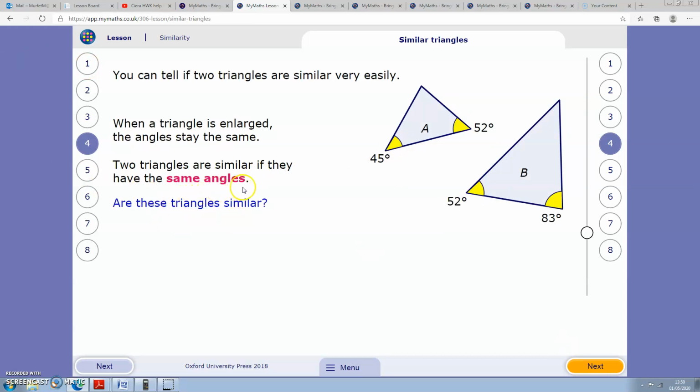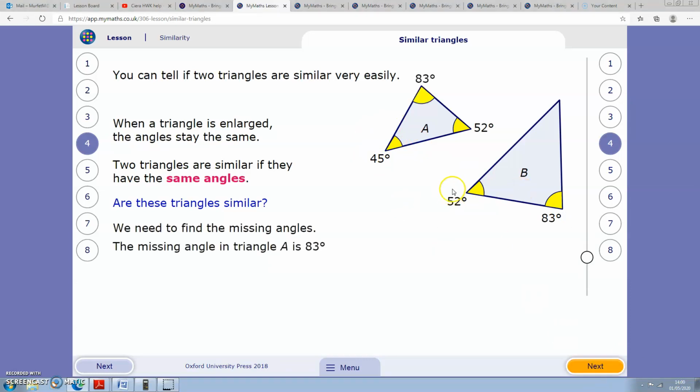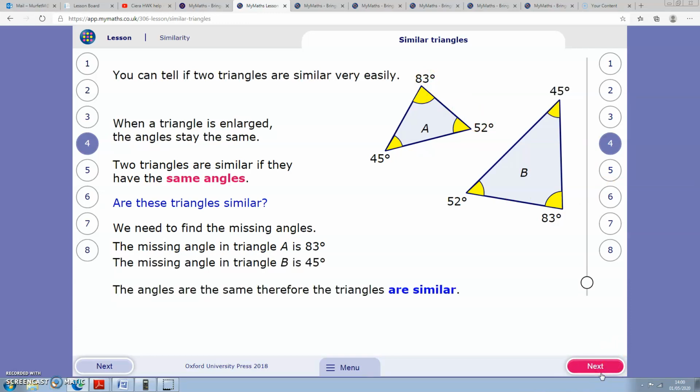Now, what I've got to think is, can I find out a corresponding angle? So we've got 52 that's the same. If we spin that triangle around so it's in the same orientation, the 52 is here. This one could be the 83. And this side is 45. So we need to find the missing angles. 45 add 52 gives me 97. Take 97 away from 180, that gives me 83. So that makes sense that these are equivalent angles. They are similar.